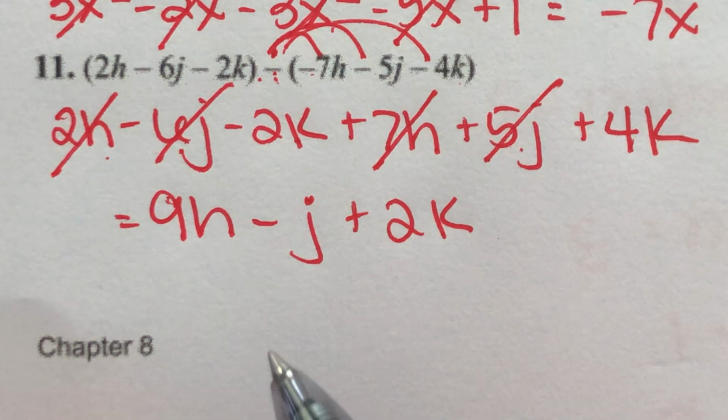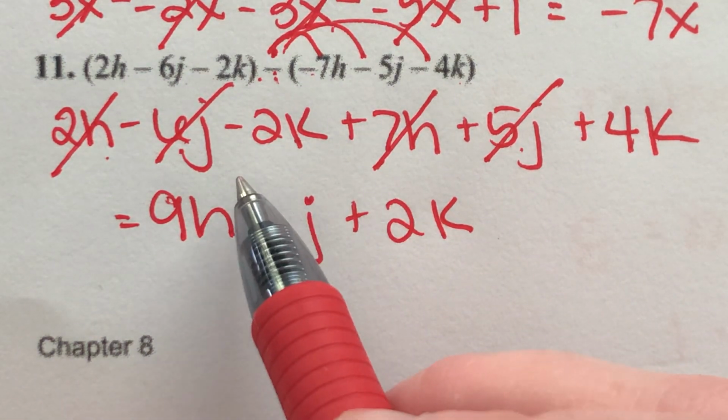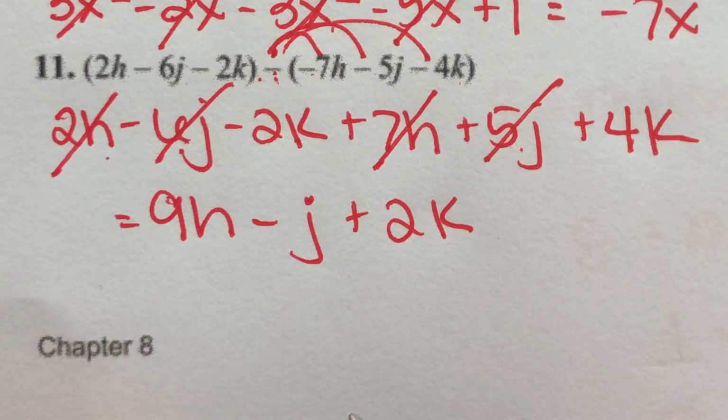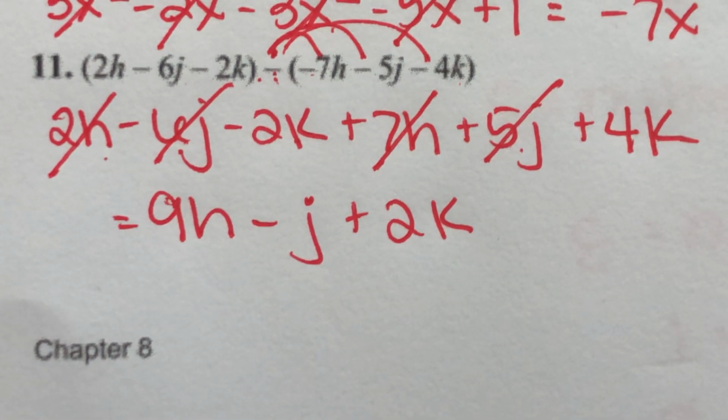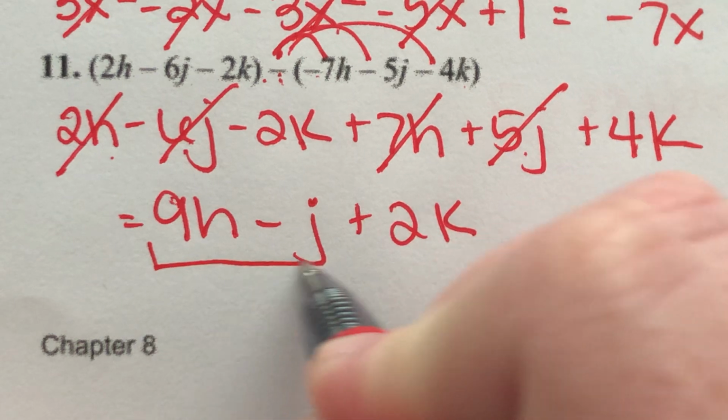And this is just in standard form because each term has a degree of 1. So it really didn't matter what order you put them in. I would say probably try and do it alphabetical order, but there's no rule on that. That's just how I would do it. So this is our answer.